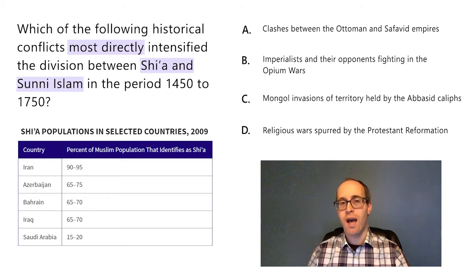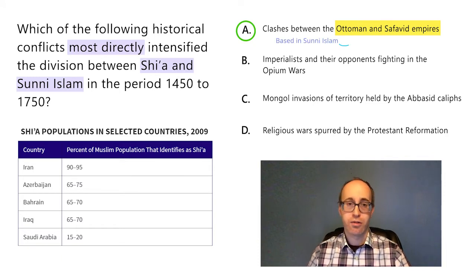In this case, if you had the background knowledge that the Ottoman Empire clashed with the Safavid Empire during the time period referenced in the question, then you would know that the correct answer had to be choice A because it was the only answer choice that mentioned the Ottoman and Safavid empires. The Ottoman Empire was primarily based in Sunni Islam and the Safavid Empire was primarily based in Shia Islam, and both empires used their respective preference of Islam to justify the continuation of the conflict.